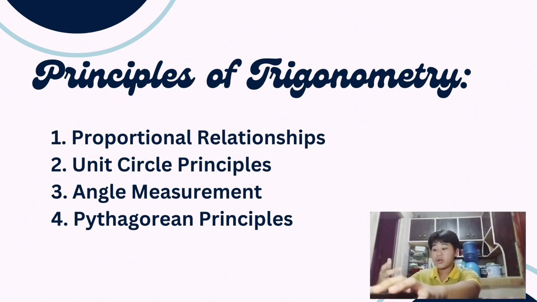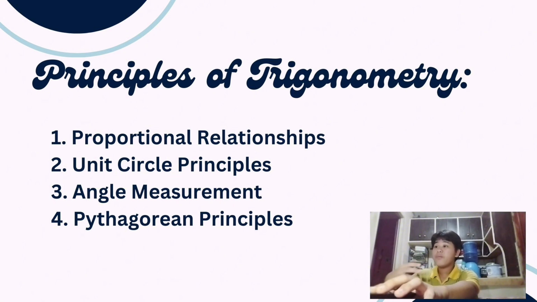Third is the angle measurement. In angle measurement, angles are measured in degrees from 0 degrees to 360 degrees or up. And we can also convert it into radians from 0 to 2 pi radians, with 1 radian being the angle where the arc length is equal to the radius.